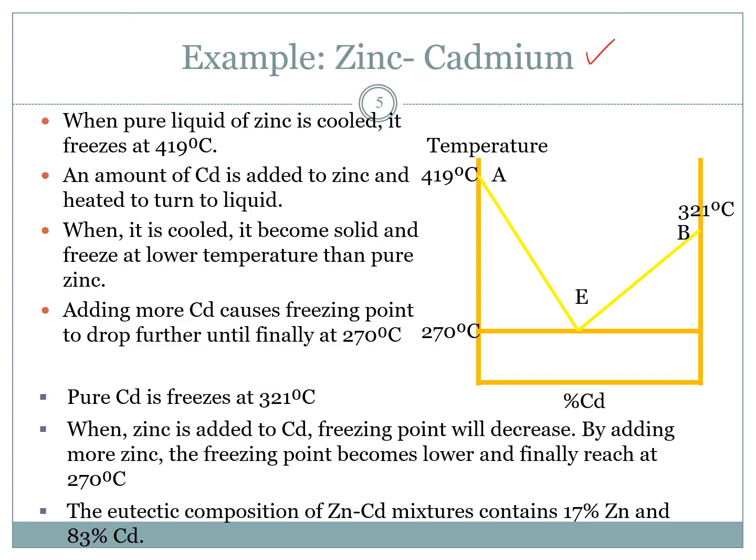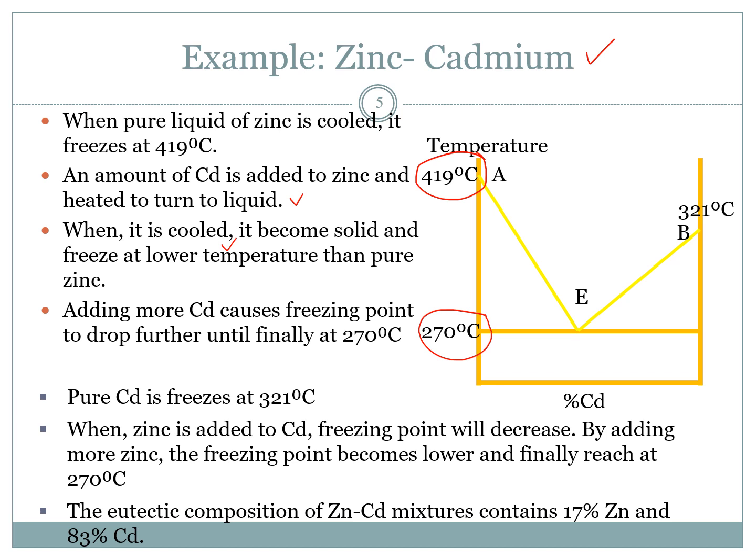Example, zinc cadmium system. When pure liquid of zinc is cooled, it freezes at 490 degrees Celsius at point A. An amount of cadmium is added to zinc and heated to turn to liquid. When it is cooled, it becomes solid and freezes at lower temperature than pure zinc. So adding more cadmium causes freezing point to drop further until finally at 270 degrees Celsius.